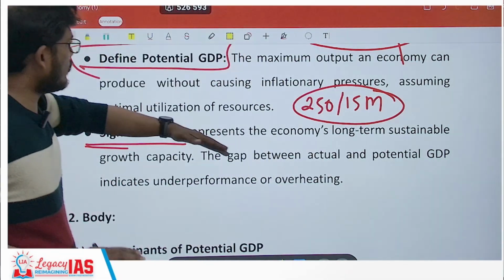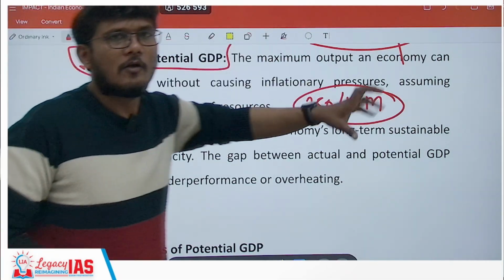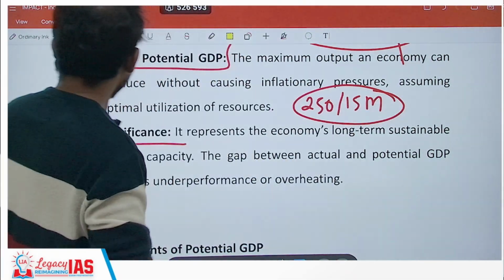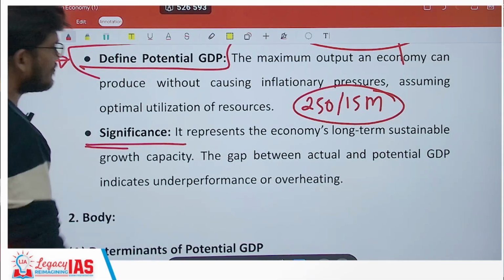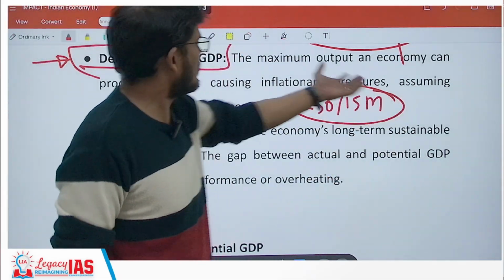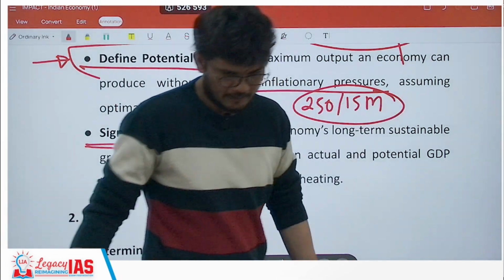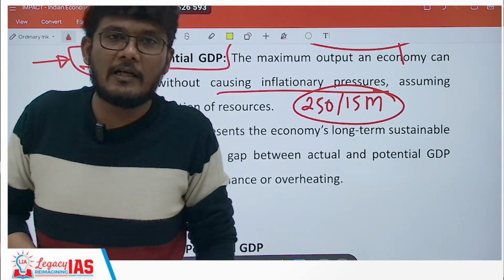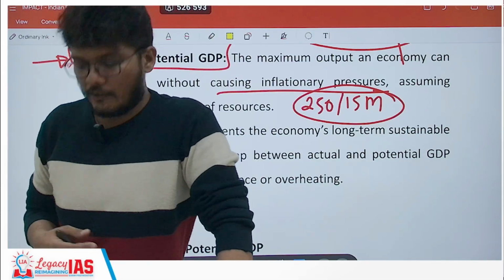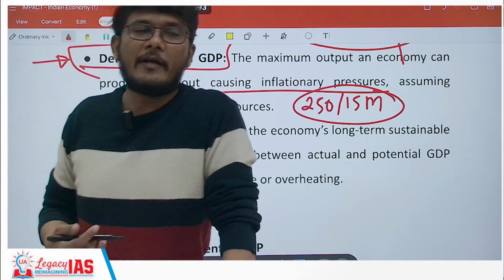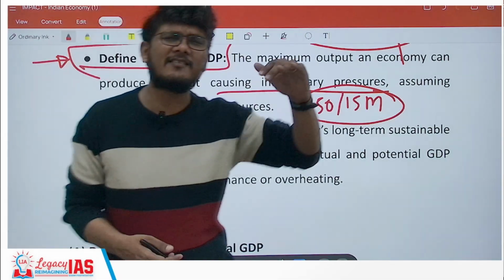So look at the approach or the structure of this answer. First you define potential GDP. What is it? It is the maximum output of an economy without causing inflationary pressure. That does not mean there is deflation in the economy. That does not mean that the prices are going down. That means that whatever inflation is there, it is stable.